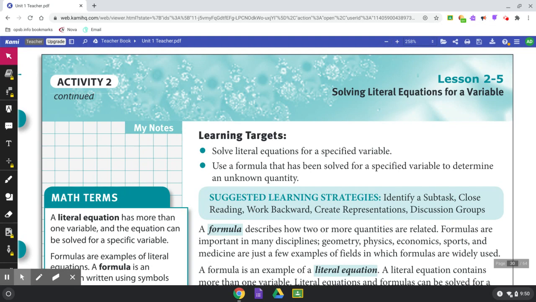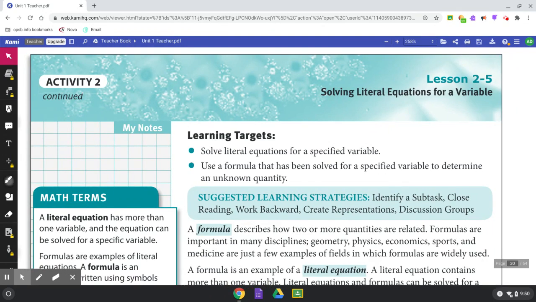Let me get my pen here. But now you're going to notice that there's multiple variables. Okay? So that's what we're going to do. We're going to solve, whoops. I clicked the pen and then I clicked off it. All right, here we go.